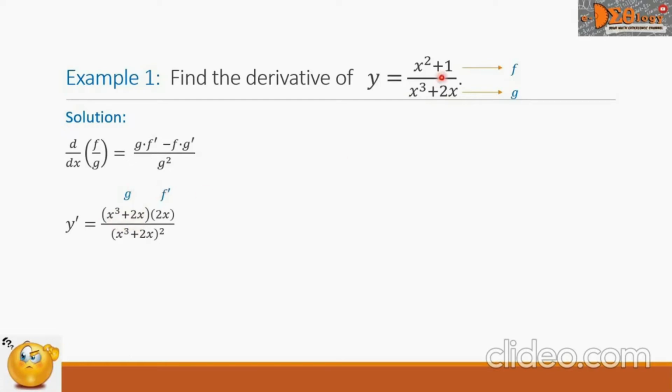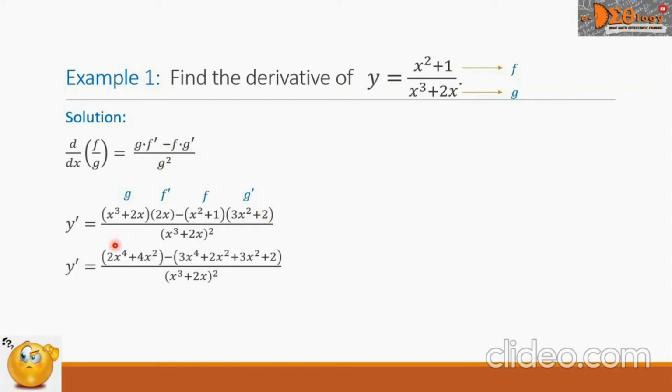So we have the derivative of x squared plus 1, we write here 2x. Then minus the second product is f times g prime. So we write here the f is the x squared plus 1 times g prime, the derivative of x cubed plus 2x. So we write here 3x squared plus 2. Let us simplify the corresponding products of our numerator.